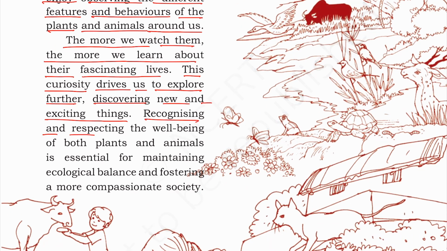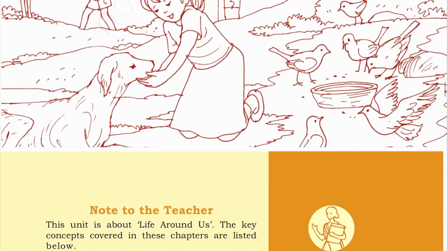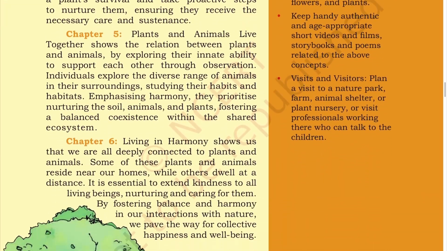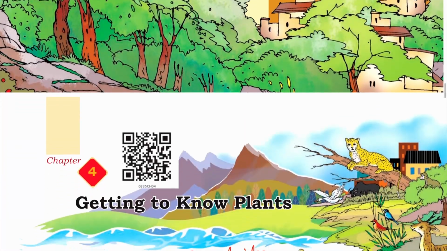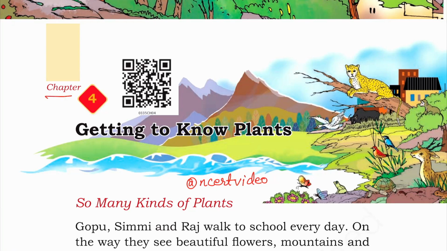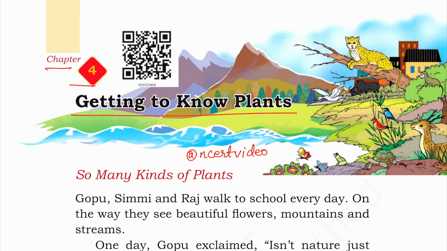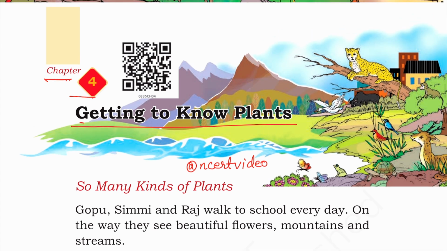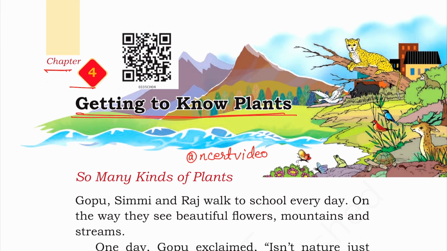Recognizing and respecting the well being of both plants and animals is essential for maintaining ecological balance and fostering a more compassionate society. Chapter 4, Getting to Know Plants. Let's start Chapter 4, Getting to Know Plants.